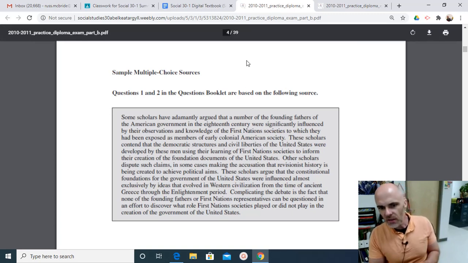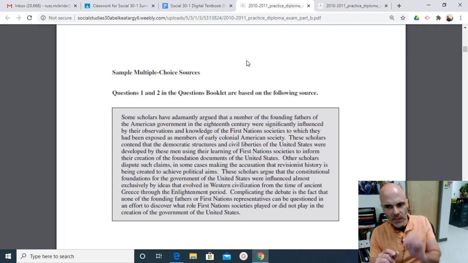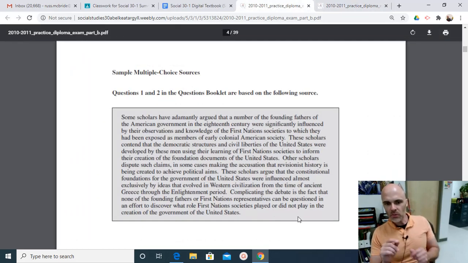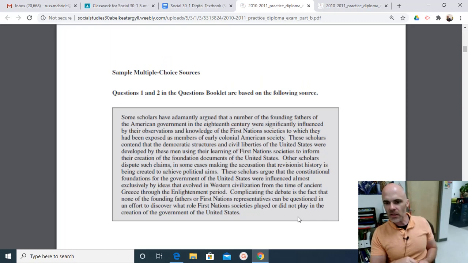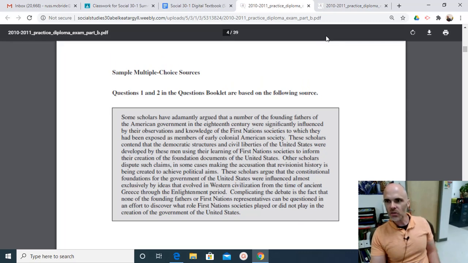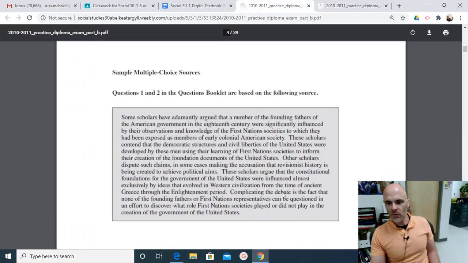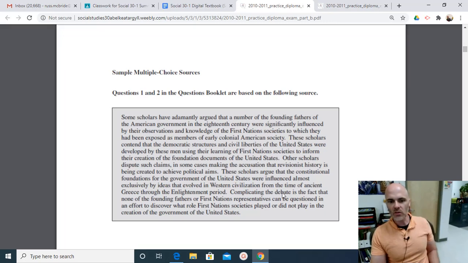These scholars contend that the democratic structures and civil liberties of the United States were developed by these men using their learning of First Nation societies to inform their creation of the foundation documents of the U.S. Other scholars dispute such claims. Okay, now we seem to be really getting into a conflict between scholars. Other scholars dispute such claims, in some cases making the accusation that revisionist history, altering history, is being created to achieve political aims.